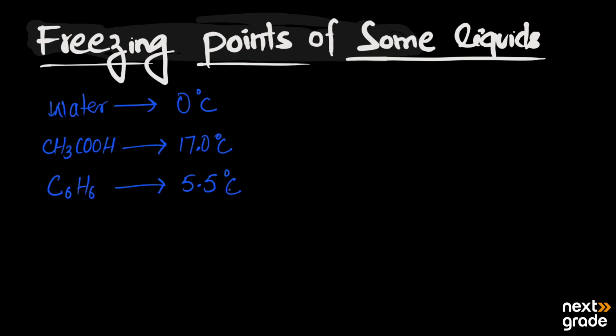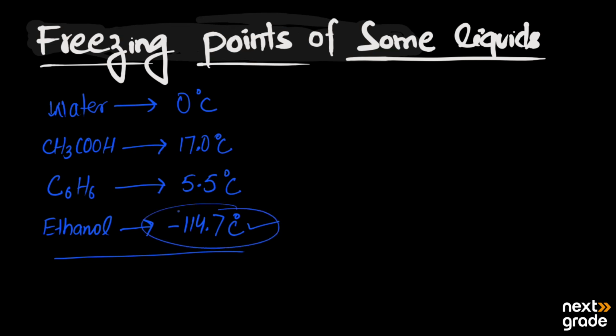If we talk about alcohols, that is ethanol, its freezing point is minus 114.7 degrees Celsius. This temperature is very low. At the melting point, the solids start to melt and the liquids start to freeze. So ethanol has a freezing point of minus 114.7 degrees Celsius.